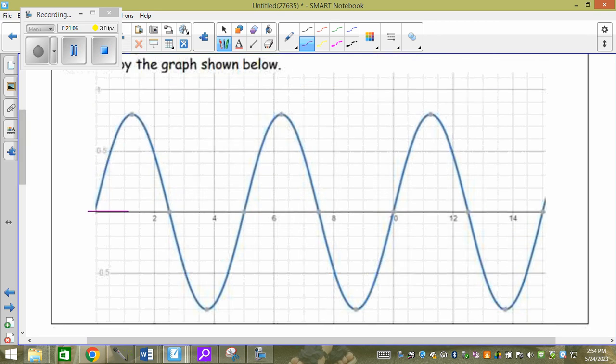What is the amplitude? If the midline is here, amplitude is from the midline to the max, right? So this is 0.5, this would be 0.6, 0.7, 0.8. Could I use the formula off my formula sheet? Yes, it'll still get you 0.8.